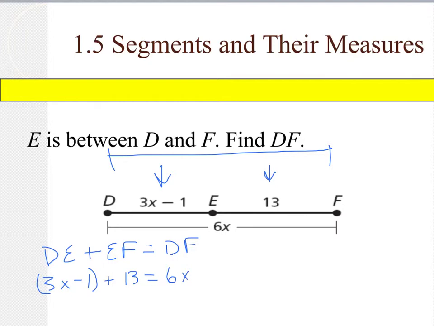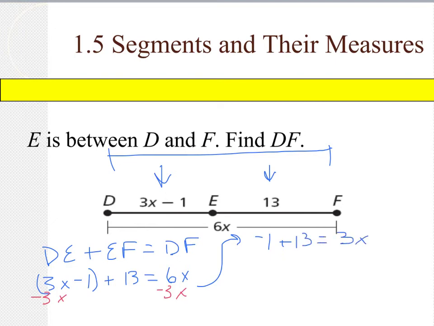Very first thing I am going to do is bring my variables together. I want variables with variables, numbers with numbers. So I'm going to get rid of this 3x. It is a positive 3x, so we need to move it over to the other side of the equal sign, which means I need to do the opposite operation. It's positive, so we're going to subtract from each side, which means I then have negative 1 plus 13 is equal to 3x.